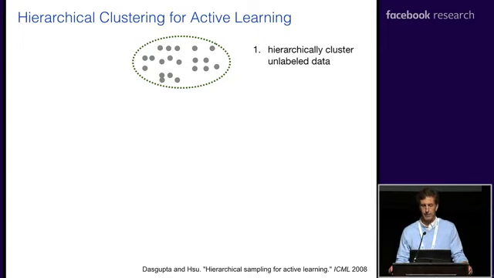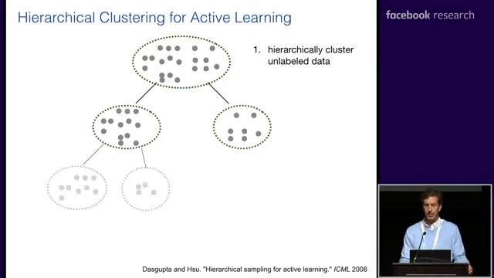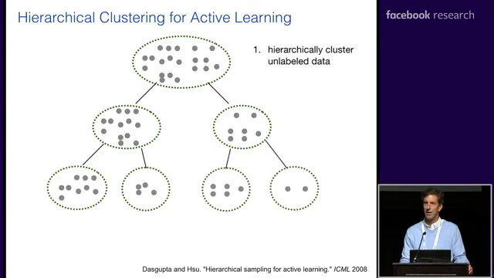The first one is also by Dasgupta and Xu, and this is a paper on hierarchical active clustering for active learning. So the idea works like this. We're going to first of all take our large pool of unlabeled data and we're going to hierarchically cluster it using some clustering criterion. And I'm not going to go into what that criterion could be. It could just be your favorite unsupervised clustering algorithm. So let's say we do that. We keep splitting up our data, doing this sort of hierarchical clustering. So we end up with a cluster tree like this.